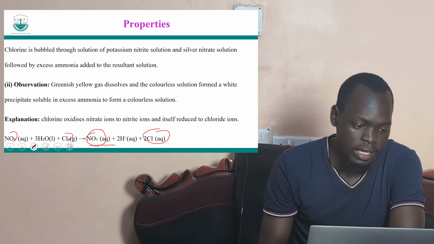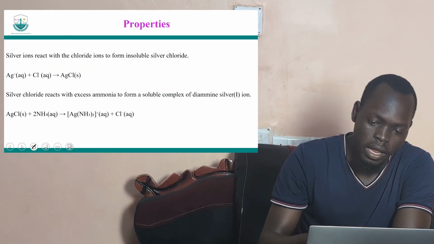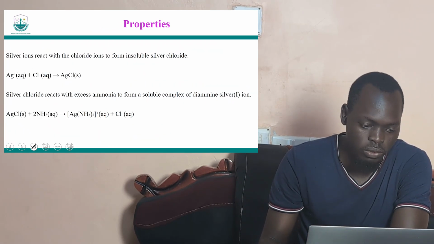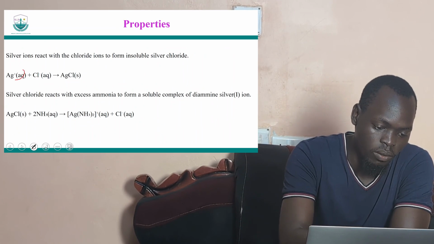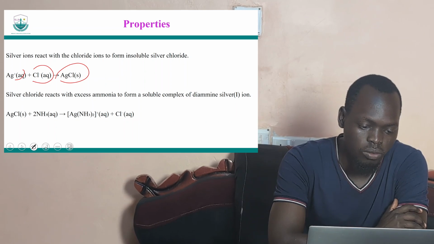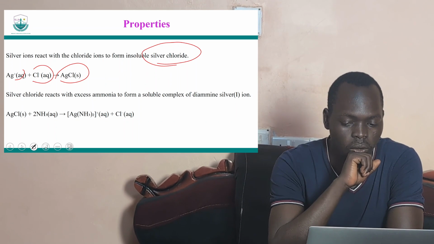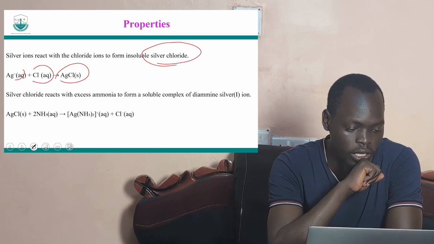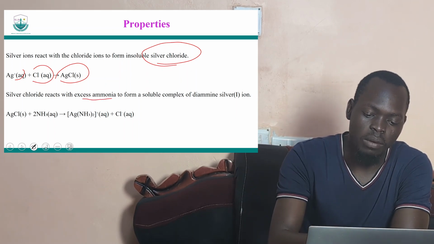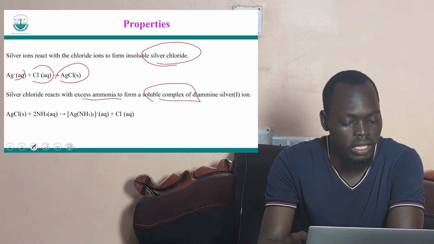Upon adding excess silver ions, we saw before that the silver nitrate is also in that same solution. The silver ions will react with the chloride ions to form silver chloride, which is very insoluble, and you happen to see silver chloride, which is now the insoluble white precipitate. How about this silver chloride? When you react it with excess ammonia, it will form a soluble complex of diamminesilver(I) ions.